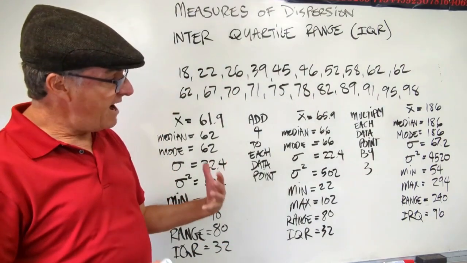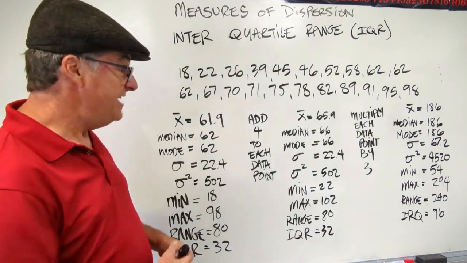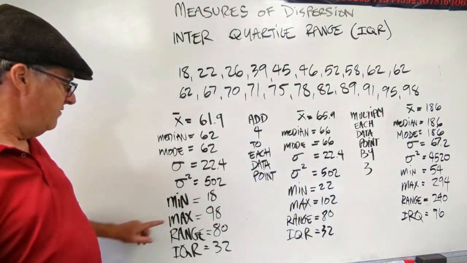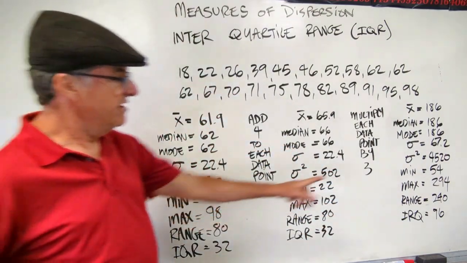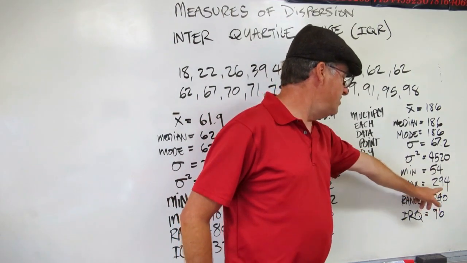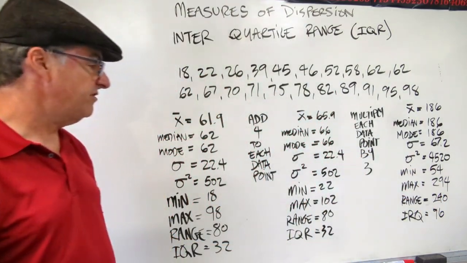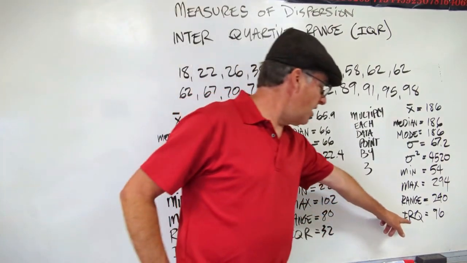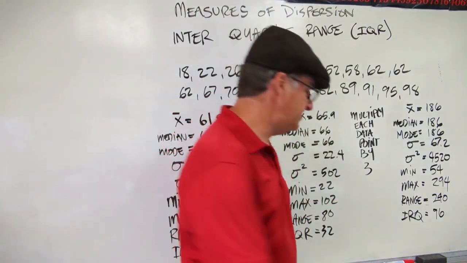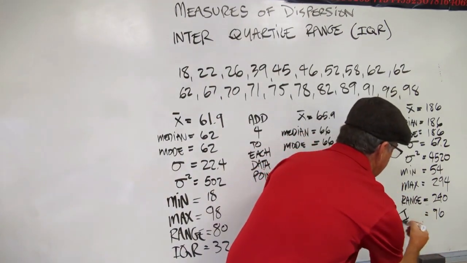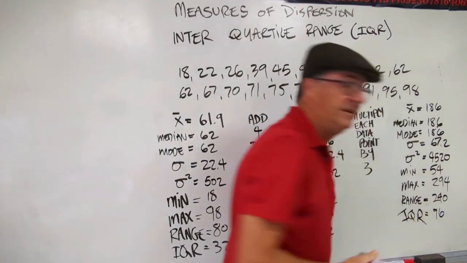The min and the max, all we did is multiply again by 3 to get our new values. So 18 times 3 gave us our new min, our new max. So our range also got multiplied by 3, as did our interquartile range. And I made that same mistake here. This is IQR. So there you have it.